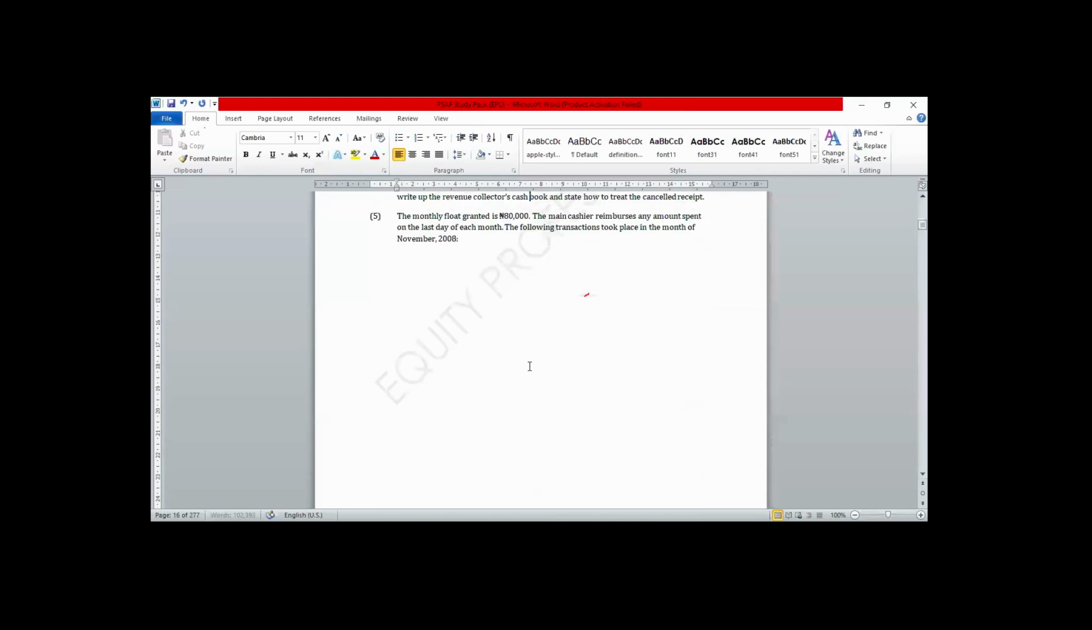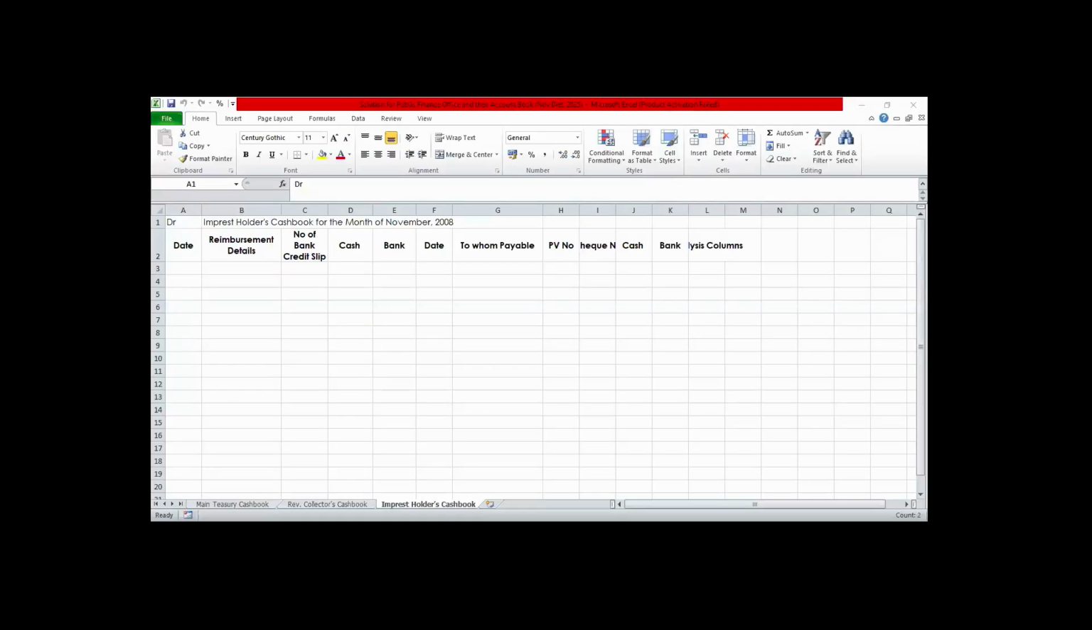The question starts from, the monthly float granted is 80,000. The main cashier reimburses the amount spent on the last day of each month. The following transactions took place in the month of November 2008. Now, what are those transactions? Okay, we can see it now. Yeah, that was where we stopped yesterday.